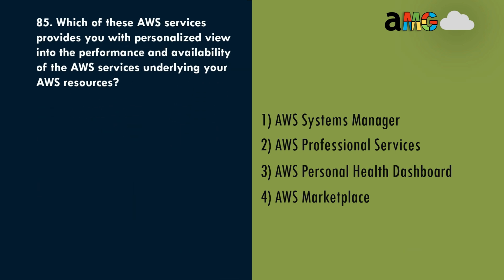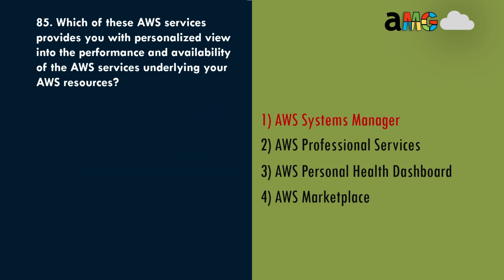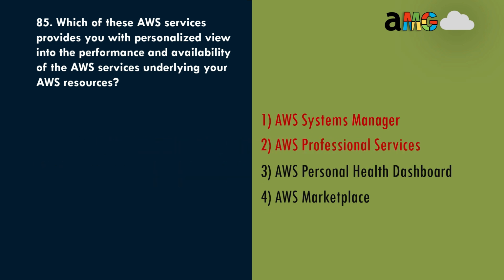Now let us analyze the answers. Option 1, AWS Systems Manager, is like a toolbox for managing your house systems, but it's not a personalized view of the foundation's performance. Okay, so this is not the correct answer. Option 2, AWS Professional Services, is like hiring an expert to help you build or fix your house, but it's not a performance monitoring tool. Okay, so this is also not the correct answer.